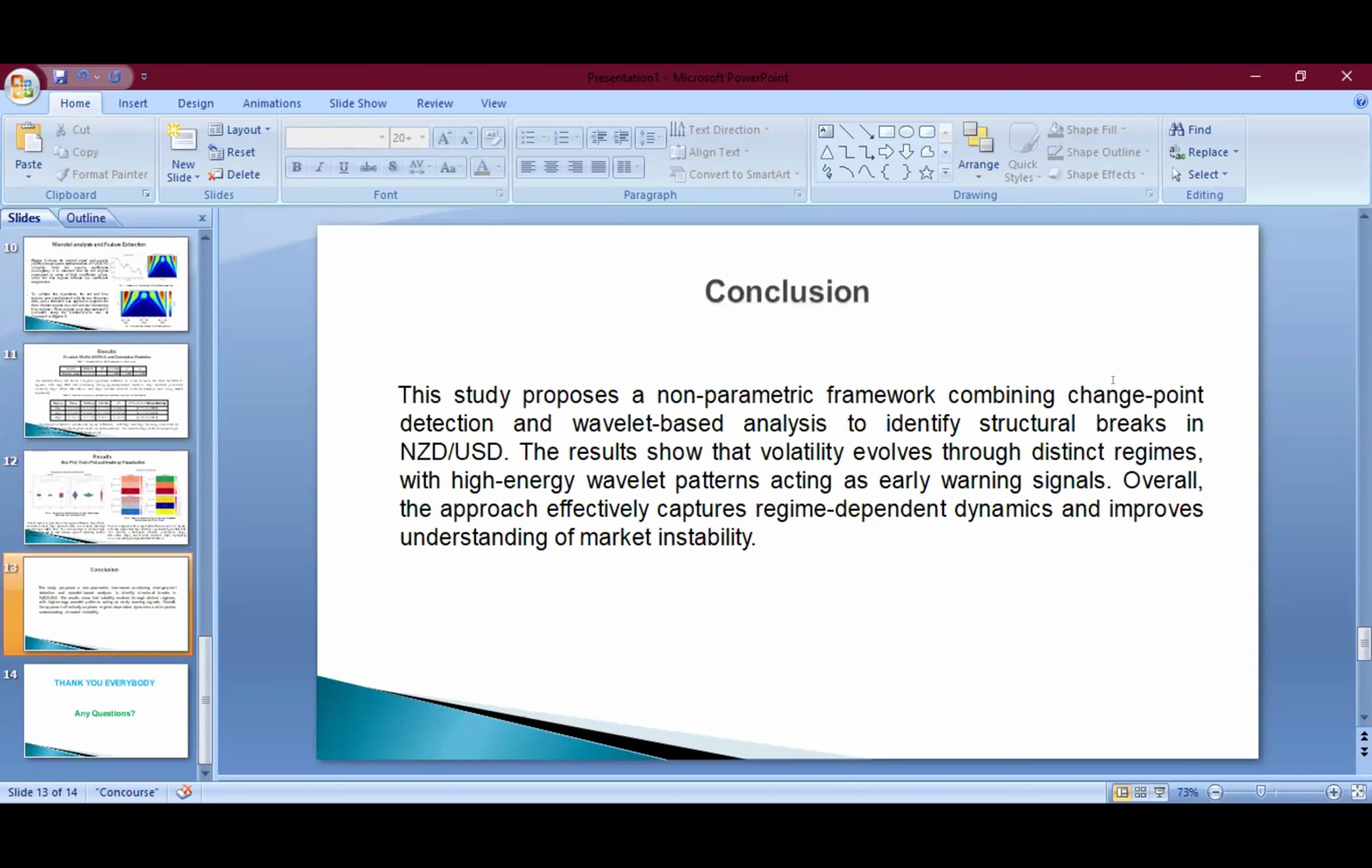So, conclusion. This study proposed a non-parametric framework combining change point detection and wavelet-based analysis to identify structural breaks in the Indian currency market. Our result shows that we can give a warning signal before the currency fluctuation, that something is going to happen in the near future. One limitation is that at this moment we are using only the Indian currency market, but in future we plan to extend our idea to other currency markets as well.